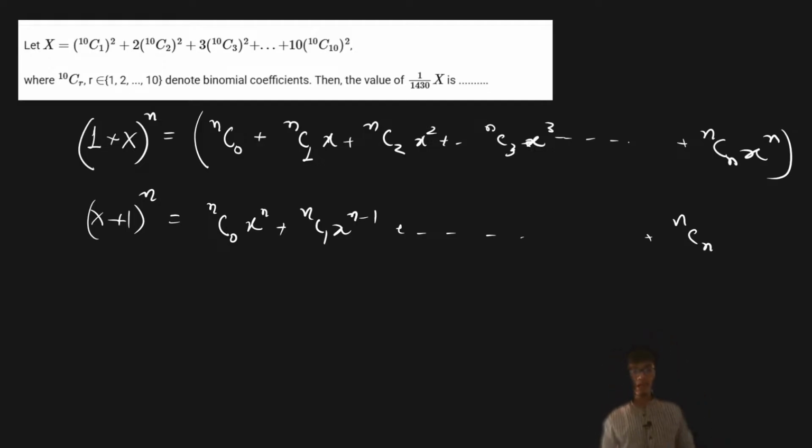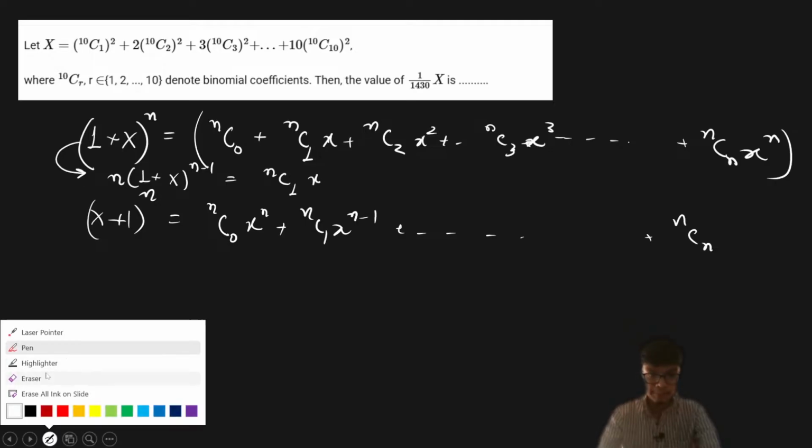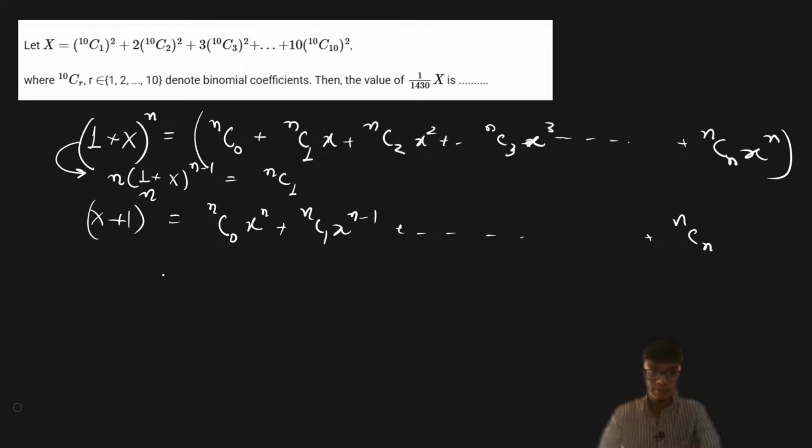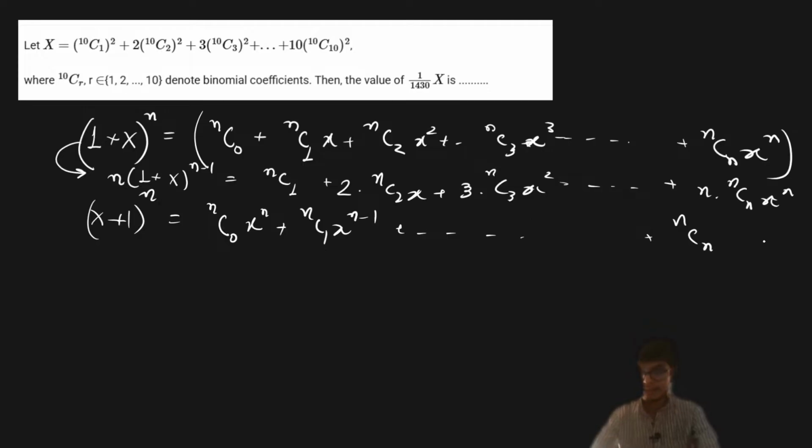Now if I differentiate the first expression, the result is going to be n(1 + x)^(n-1), and that is equal to nC1 + 2 times nC2 x + 3 times nC3 x² and so on. The last term will be n times nCn x^(n-1). Let us say this particular equation is equation number 1, and the second expansion we call equation number 2.